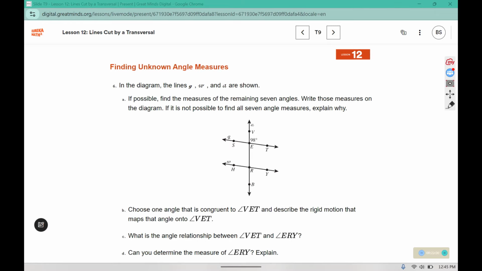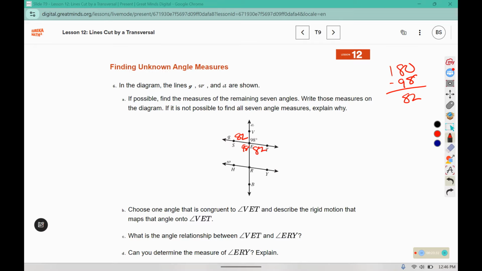In the diagram, the lines G, W, and A are shown. If possible, find the measures of the remaining 7 angles. Write those measures on the diagram. If it is not possible to find all 7 angle measures, explain why. So we know that 98 is a vertical angle here. We also know that the straight angle forms a 180-degree angle, and 98 is already taken up, leaving us with 82 for here, which is a vertical angle, creating an 82-degree angle here.